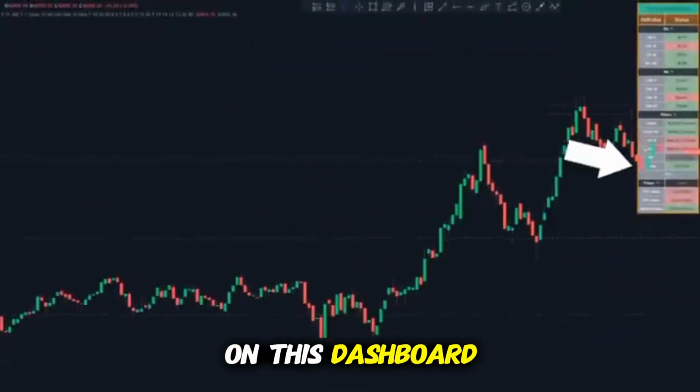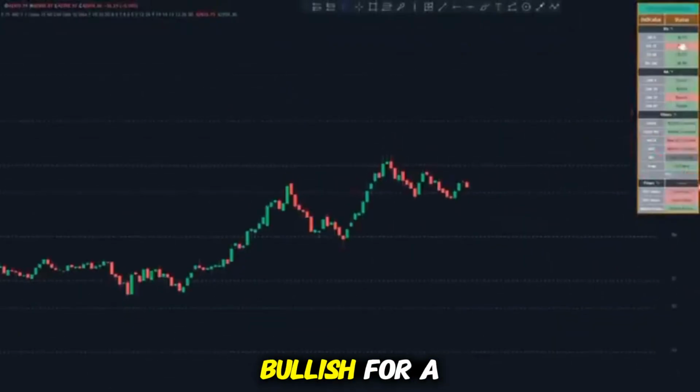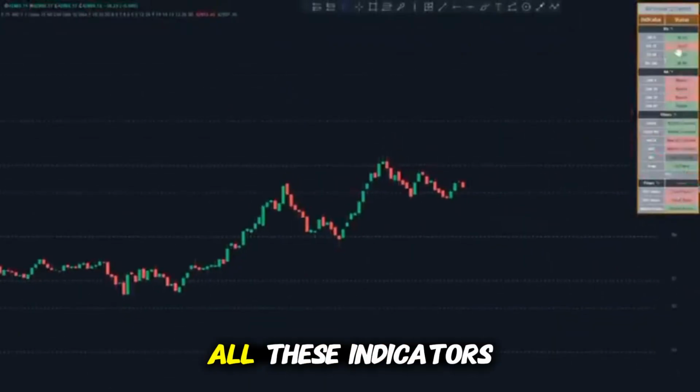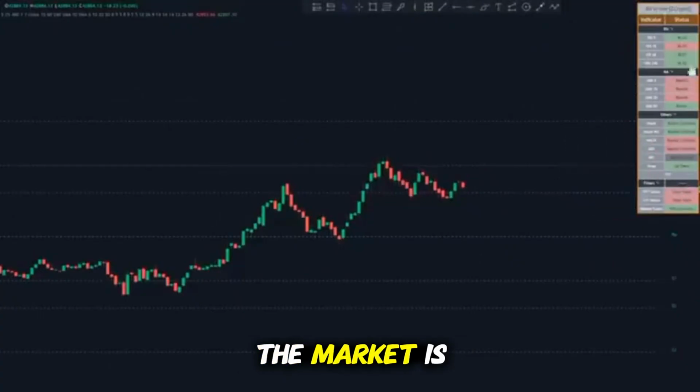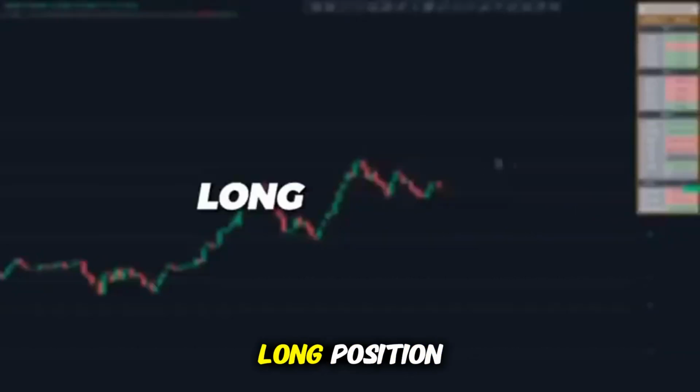Now, with all this being said, in order to take a long trade using this indicator, we would need all these indicator statuses on this dashboard to indicate that the market is bullish. For a short position, we would need all these indicators to suggest that the market is bearish. Simple. Now, let's go over all the conditions for taking a long position.